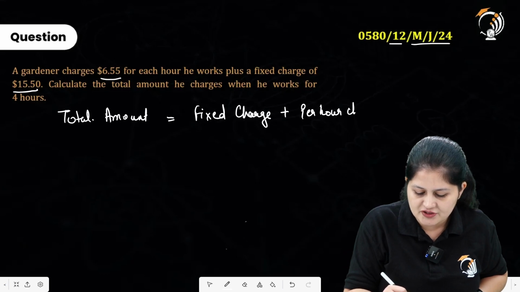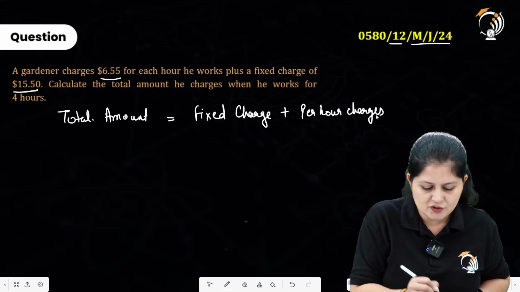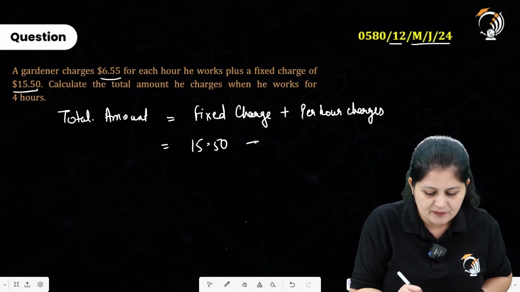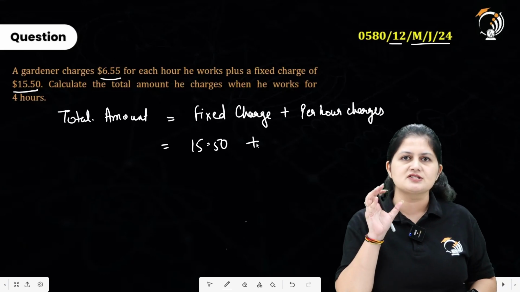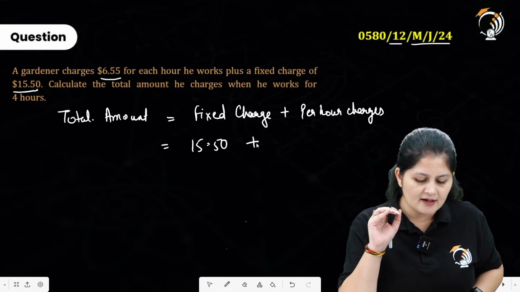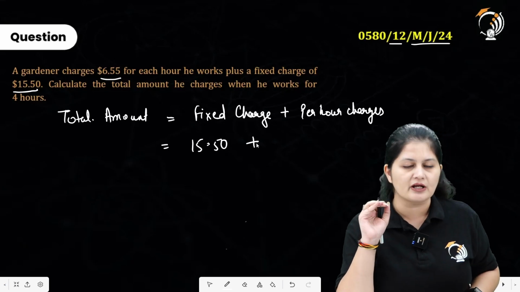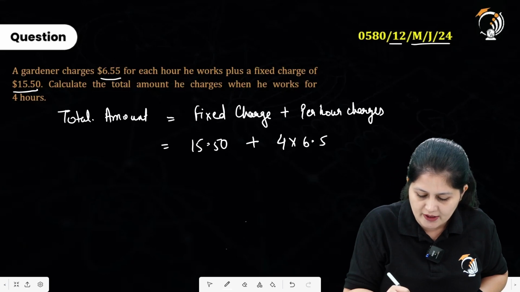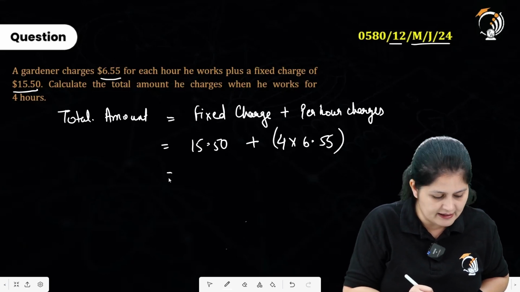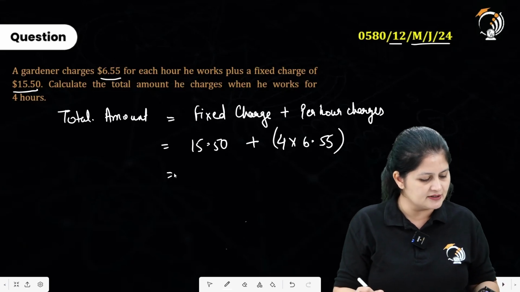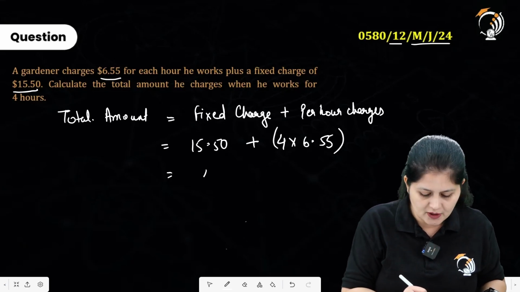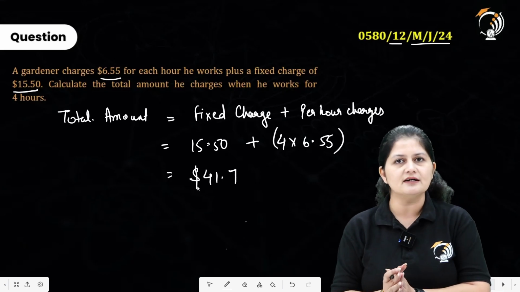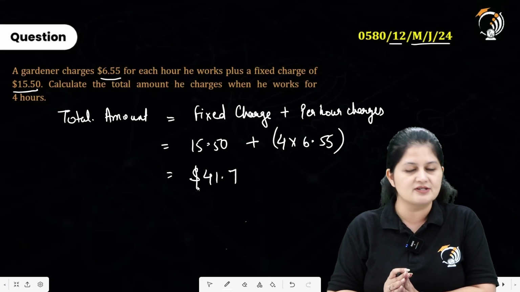right, per hour charges. Correct. So the fixed charge here is $15.50, plus what he is charging on the per hour basis is 6.55 and he is working for a total of 4 hours. So that is going to be 4 multiplied with $6.55, right? Let's do this calculation. What are we getting here? So this is coming out to be $41.70. That is what we are getting as the net amount that he is going to get.